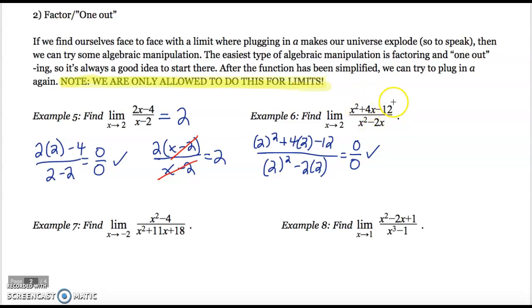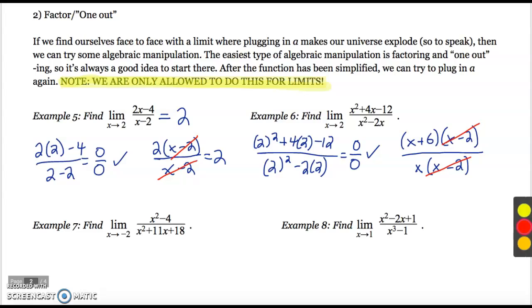On top, it's what multiplies to negative 12 and adds to a positive 4. So that means we'll end up with, I believe, an x plus 6 and an x minus 2. 6 and negative 2 multiply to negative 12, and 6 minus 2 adds to 4. And then on the bottom, I have a GCF of just an x. Both of these terms have an x in them, so I can pull an x out front. I have an x minus 2 left over. And so then again, now I have these factors that I can get rid of, that will allow me to now go back and try to plug in this limit.